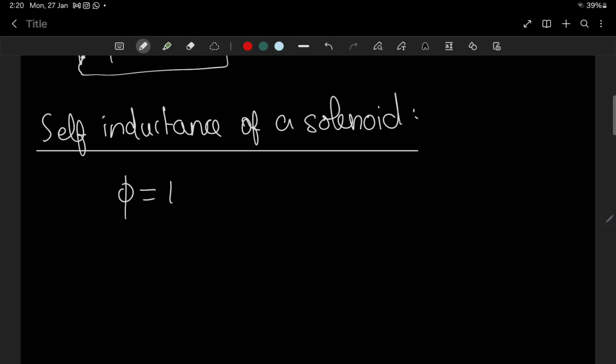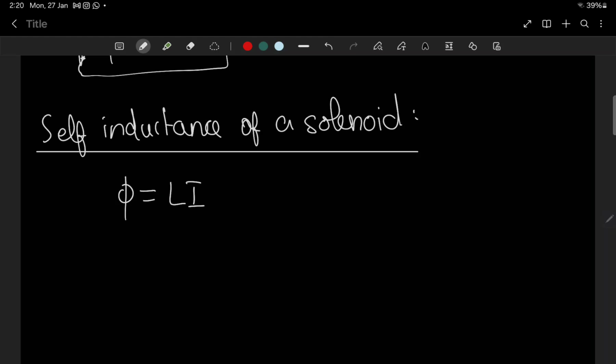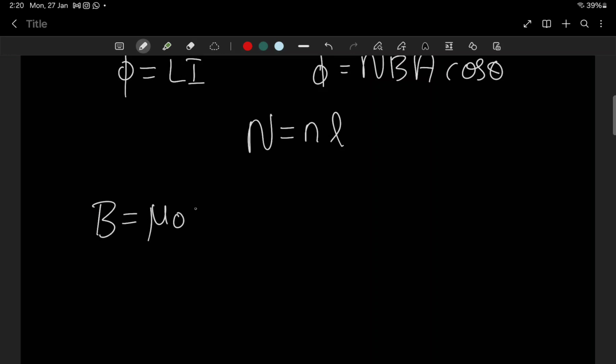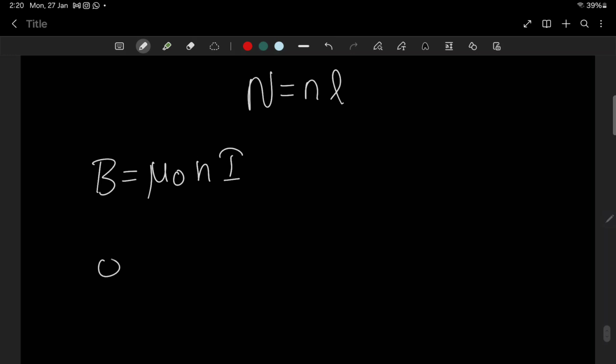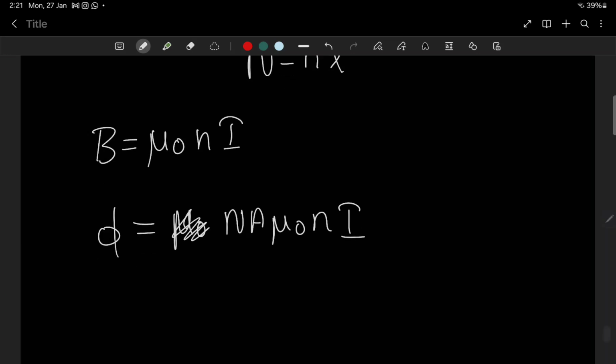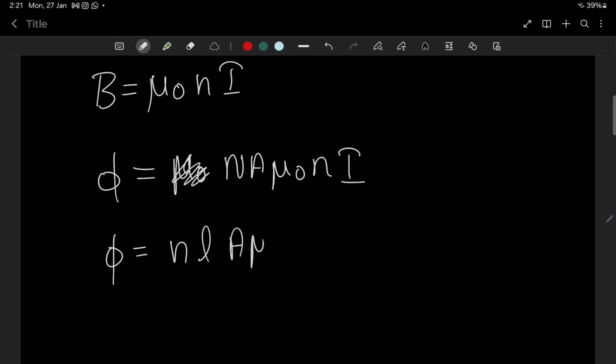You know that phi equal to Li, that is phi equal to NBA cos theta. These are two equations for phi. Now I will write total number of turns equal to n into l, that is the number of turns per unit length into the total length. For a solenoid, B equal to mu 0 n i. Here theta equal to 0 degrees, so phi can be written as N A mu 0 n i. Here N is the total number of turns, so change it to n l A mu 0 n i.